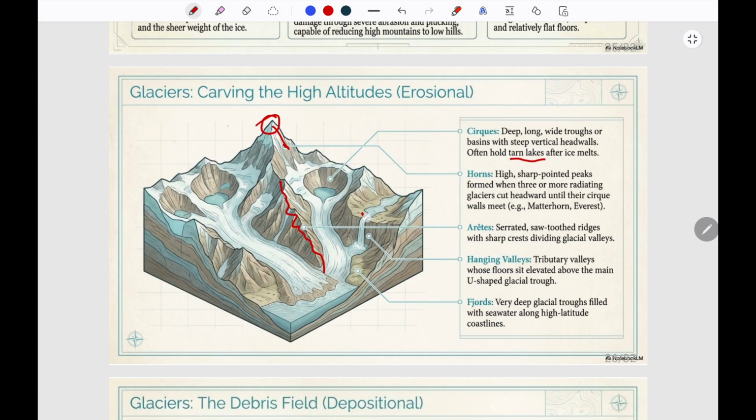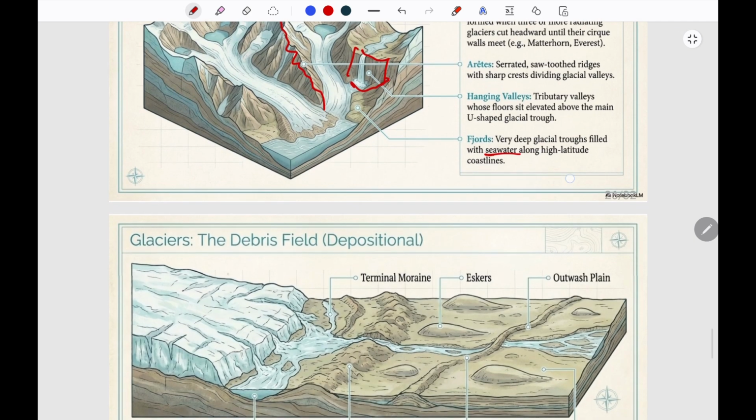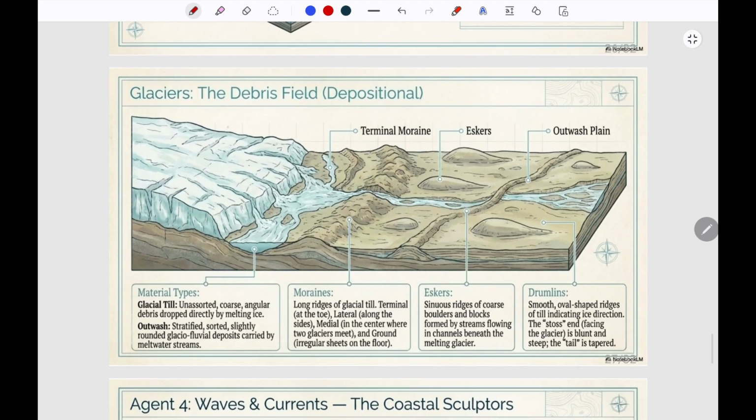Next one is hanging valleys. These are hanging valleys. Next one is fjords. These are basically very deep glacial troughs filled with seawater. Now moving on to the depositional features. First one being outwash plain, like floodplains. Next is moraines. These are long ridge-like structures. Next is eskers. Eskers are sinuous ridges.